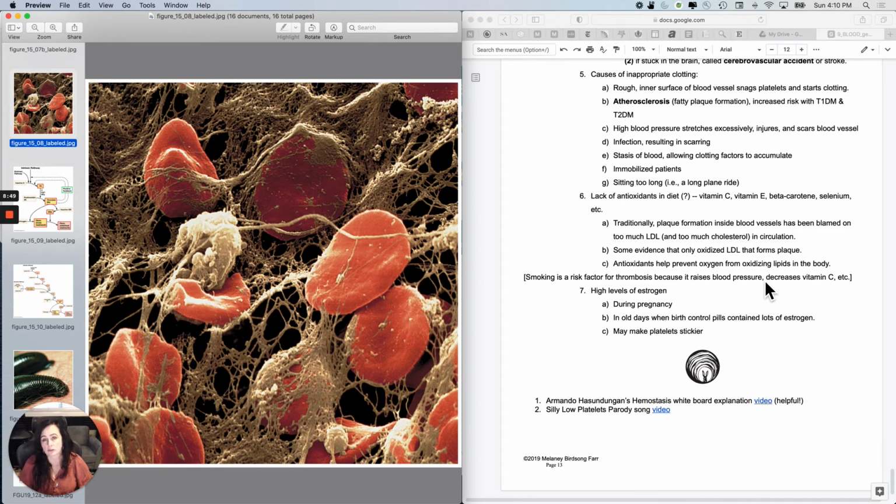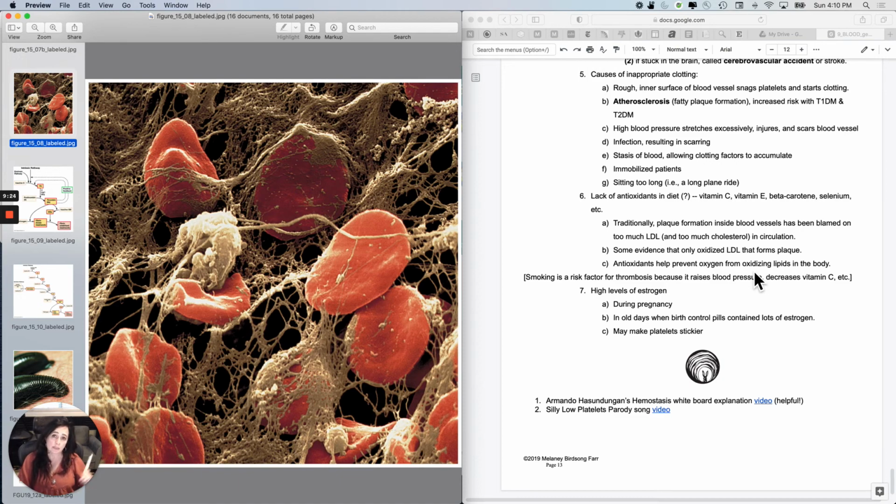Okay, smoking. Smoking is a risk factor for thrombosis for two reasons. It raises blood pressure and it decreases some of your antioxidants. And then high levels of estrogen. So during pregnancy, your estrogen levels are higher. When they get above a certain level, they seem to make your platelets a little stickier, a little more likely to call their friends. So pregnancy is hard on your cardiovascular system. This is one of the ways that it's hard on your cardiovascular system.